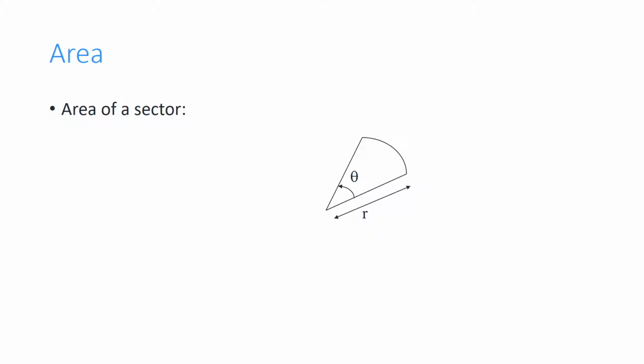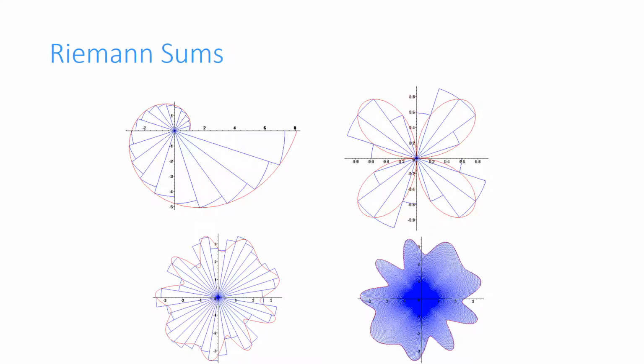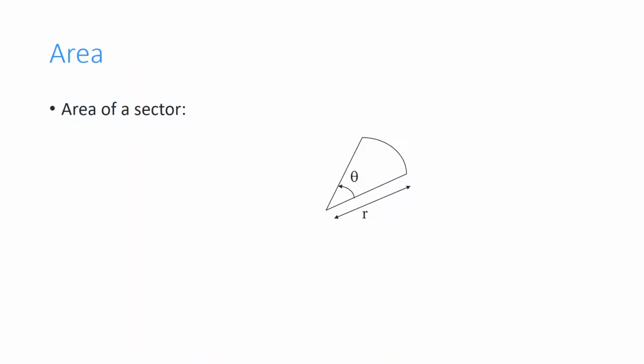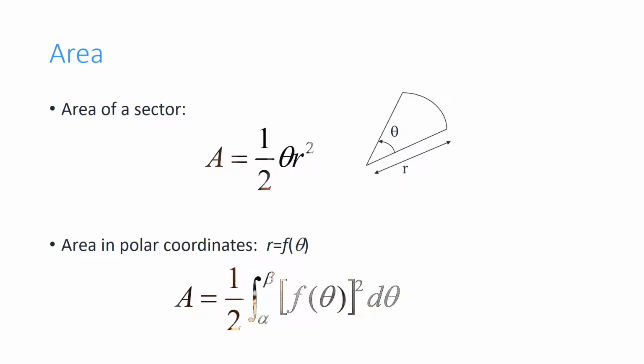At any rate, to understand area in polar coordinates, we need to understand the area of a sector. A sector is just a piece of a circle, and that's what those Riemann sums will be made up of. Eventually we'll use this to develop our formula for area in polar coordinates. Here's the area formula for a sector: 1/2 times the angle times r squared.